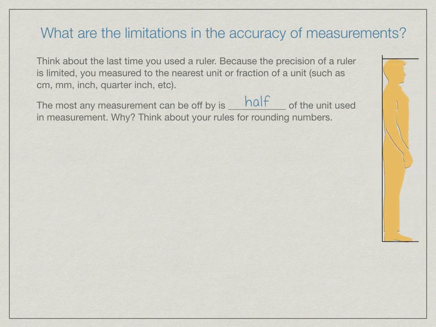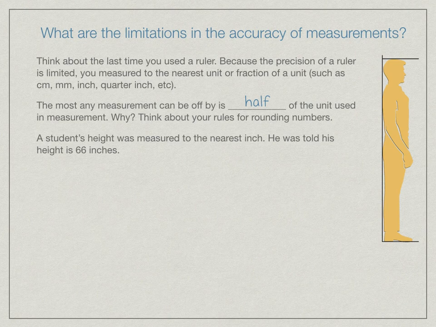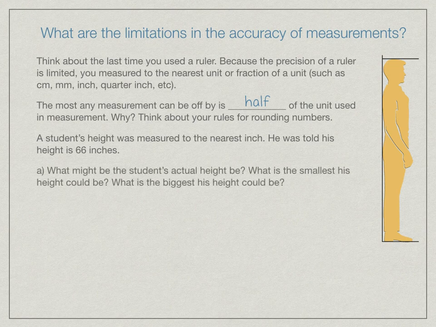So a student's height was measured to the nearest inch. He was told that his height is 66 inches. His height may not be exactly 66 inches. What might his actual height be? What is the smallest his height could actually be? What is the biggest his height could be?